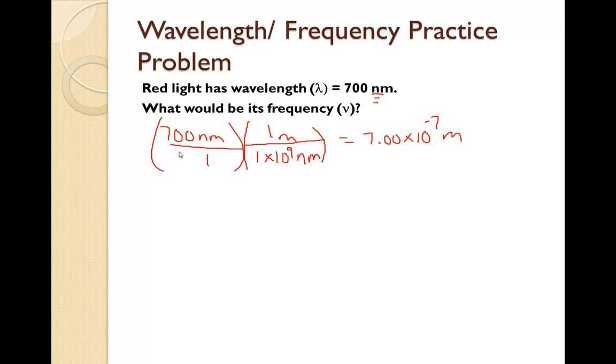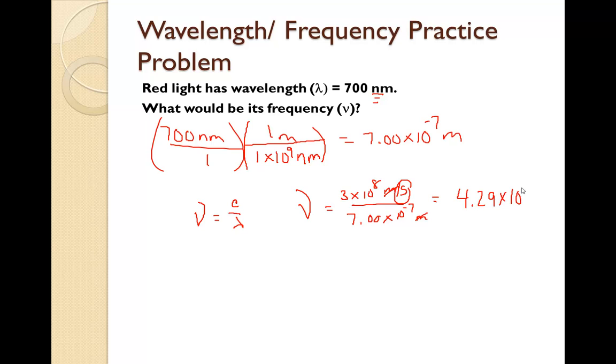So what would the frequency be? Nu is equal to c over lambda. So nu is equal to 3 times 10 to the 8th meters per second, while the lambda is 7.00 times 10 to the negative 7 meters. The meters then cancel out to give us per second at the end. That final answer is 4.29 times 10 to the 14th seconds to the minus 1, or 1 over seconds.